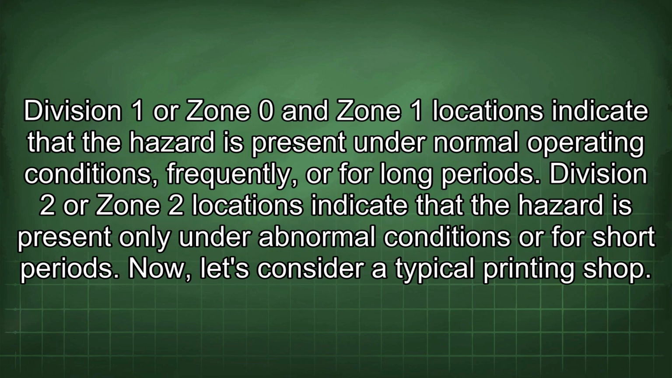Division 1 or Zone 0 and Zone 1 locations indicate that the hazard is present under normal operating conditions, frequently or for long periods. Division 2 or Zone 2 locations indicate that the hazard is present only under abnormal conditions or for short periods. Now let's consider a typical printing shop.